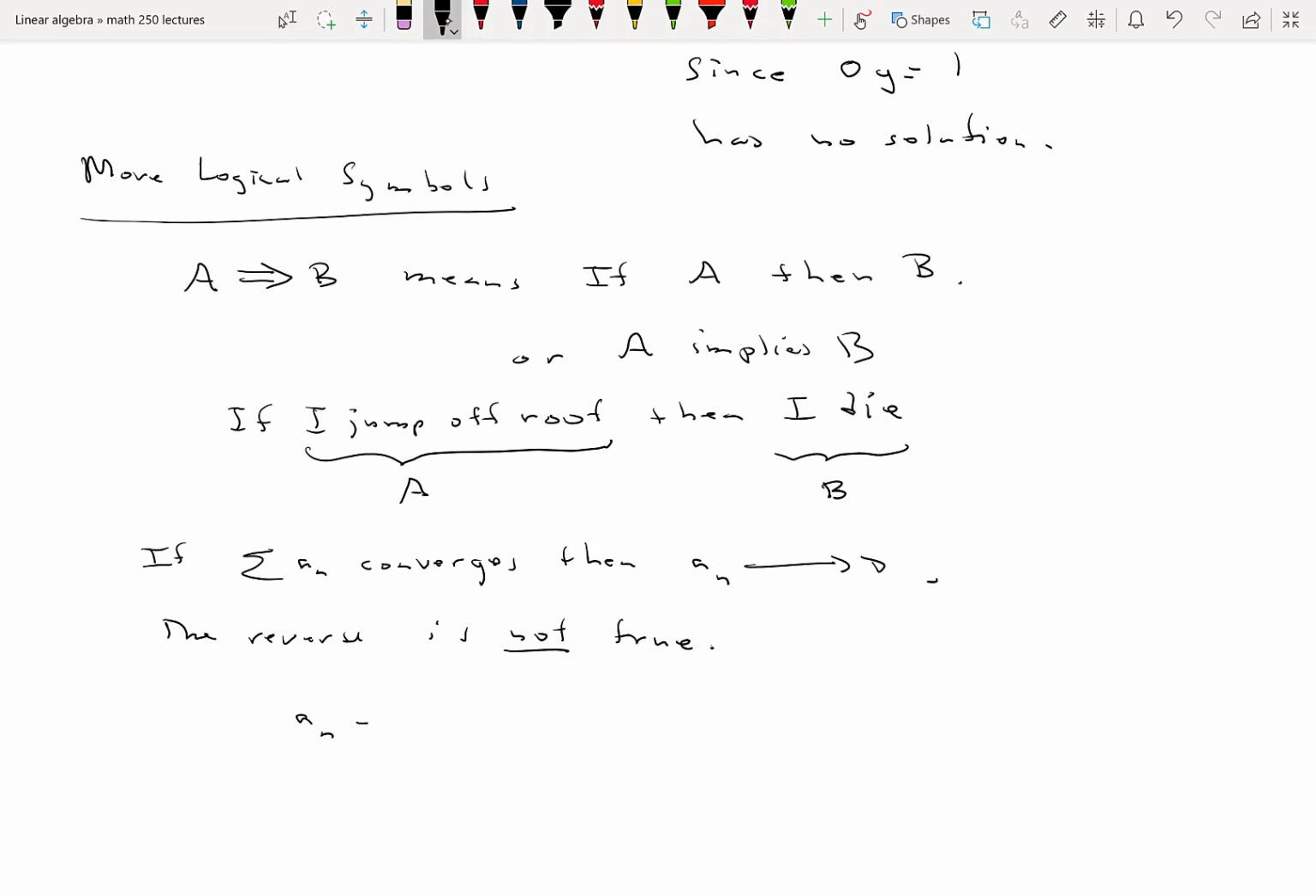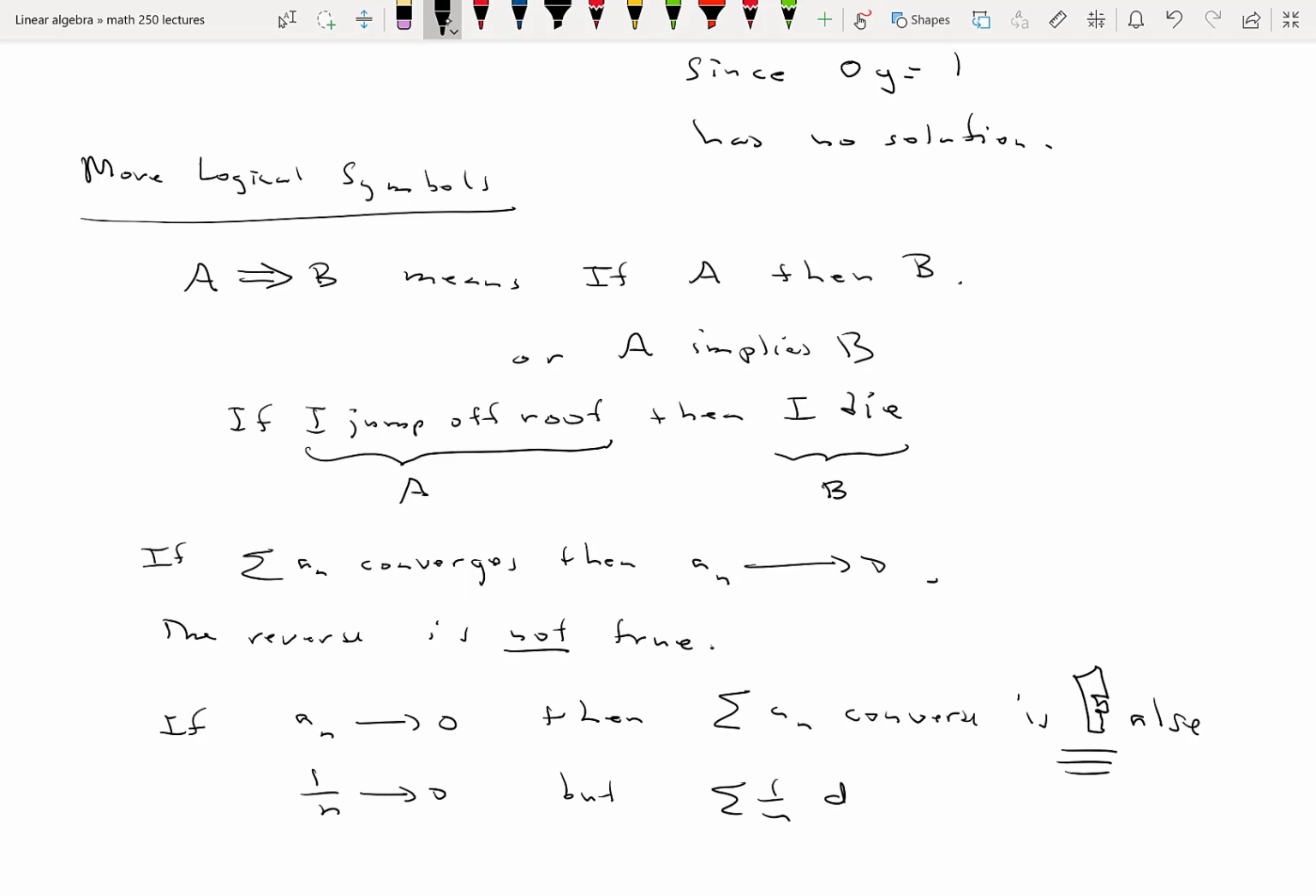A sub n approaches zero, then the series converges, is false. 1 over n approaches 0, if you don't remember the classic example. However, the sum of 1 over n diverges.